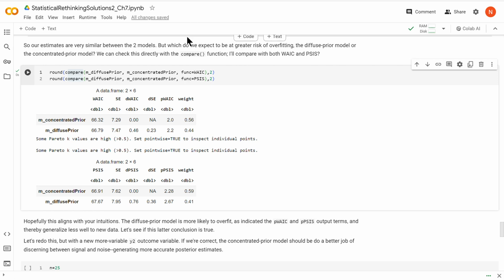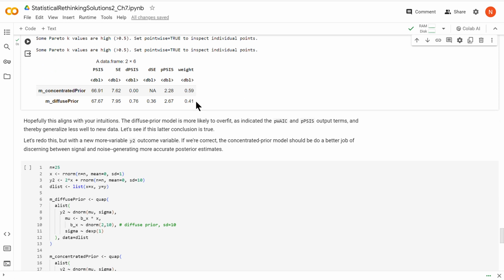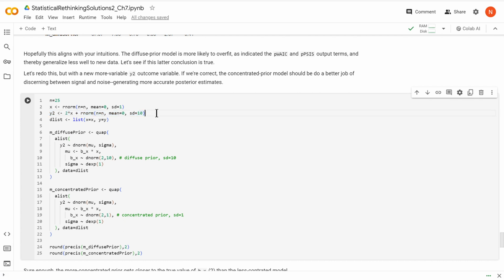And so I want to see if we can do something that tests that prediction. This is an analog of that idea, but I'm going to use these exact same models, this time with a new outcome variable I'm calling y2. It's more variable, it has a standard deviation of 10, whereas previously it just had a standard deviation of 1.